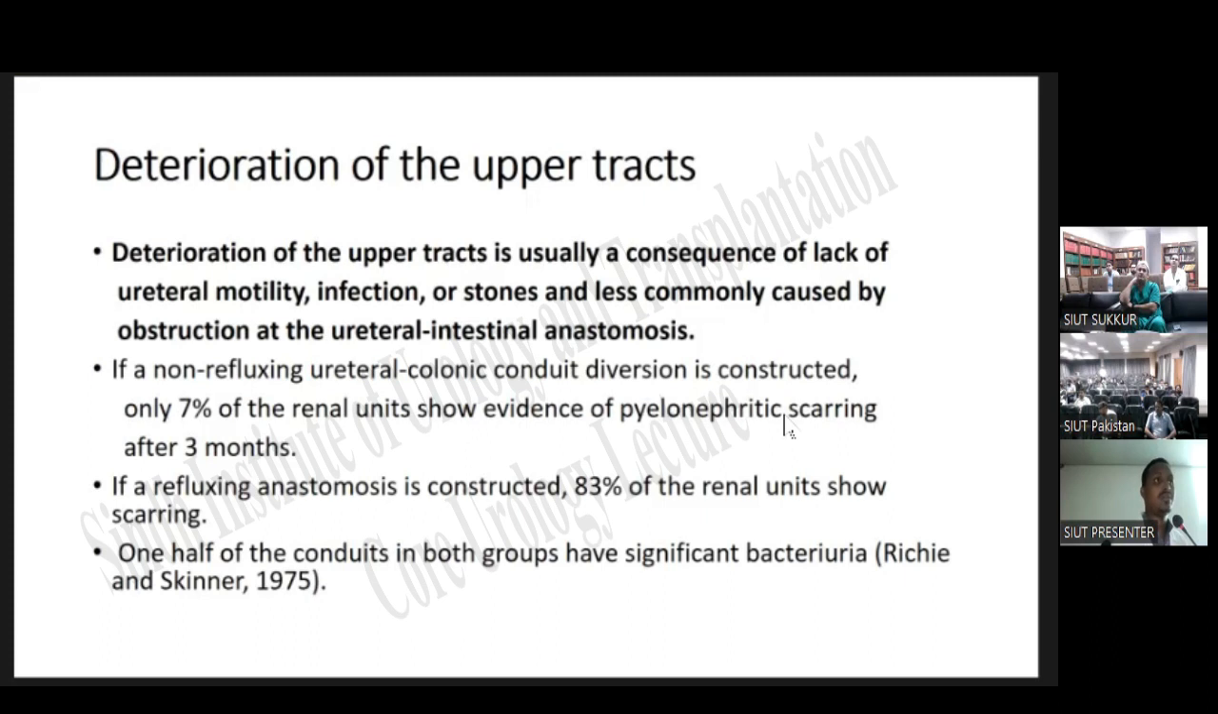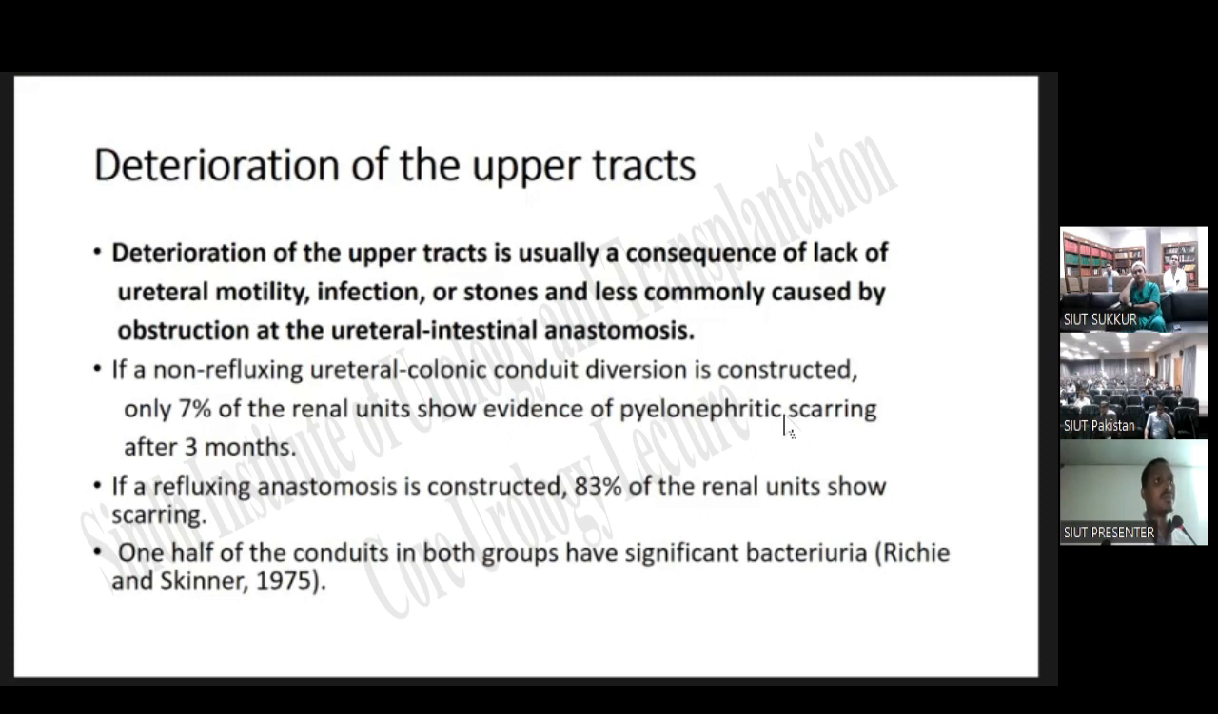Yes, you are right. Still, it is controversial whether to do refluxing or non-refluxing, because there are advantages of non-refluxing, like avoiding pyelonephritis, and disadvantages of obstruction. So, in continent pouches, I think non-refluxing should be performed, because otherwise it causes reflux and then pyelonephritis.